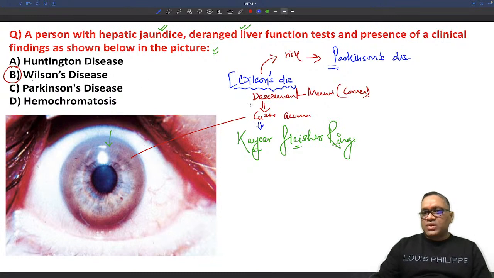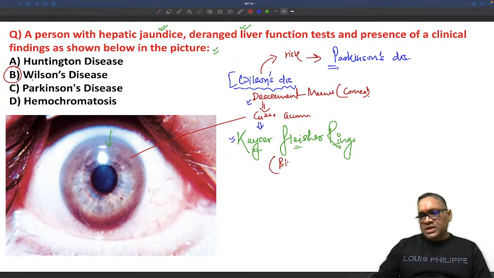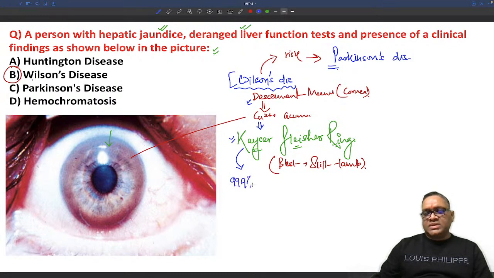So the KF ring will be showing you in the Descemet membrane, Kayser-Fleischer ring, and as you can see, on clinical examination it can be seen like this, but remember it will be best seen by slit lamp microscopy. And what is the importance of the Kayser-Fleischer ring? Whenever you find a KF ring, 99.9% of cases will have neurological involvement. That is the line of Harrison.